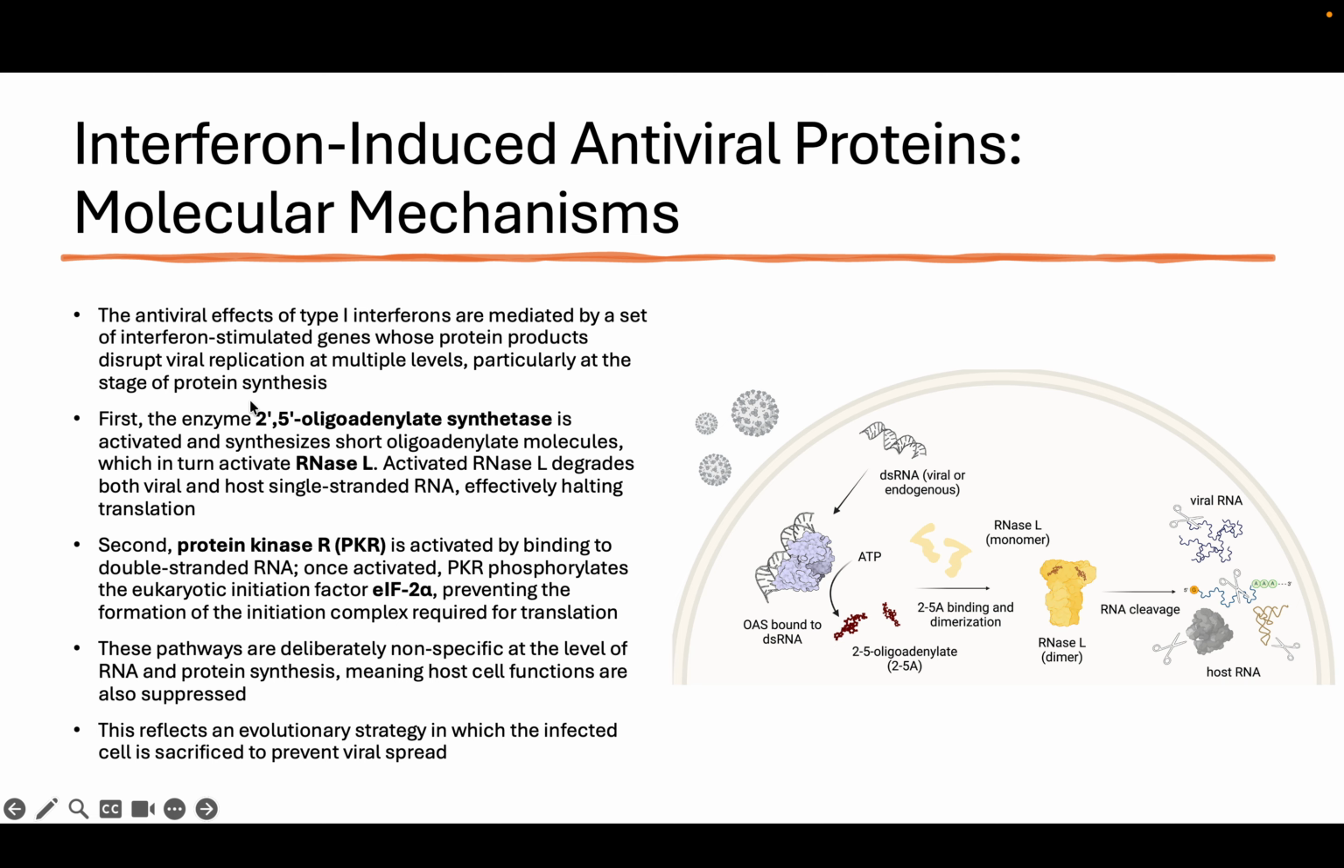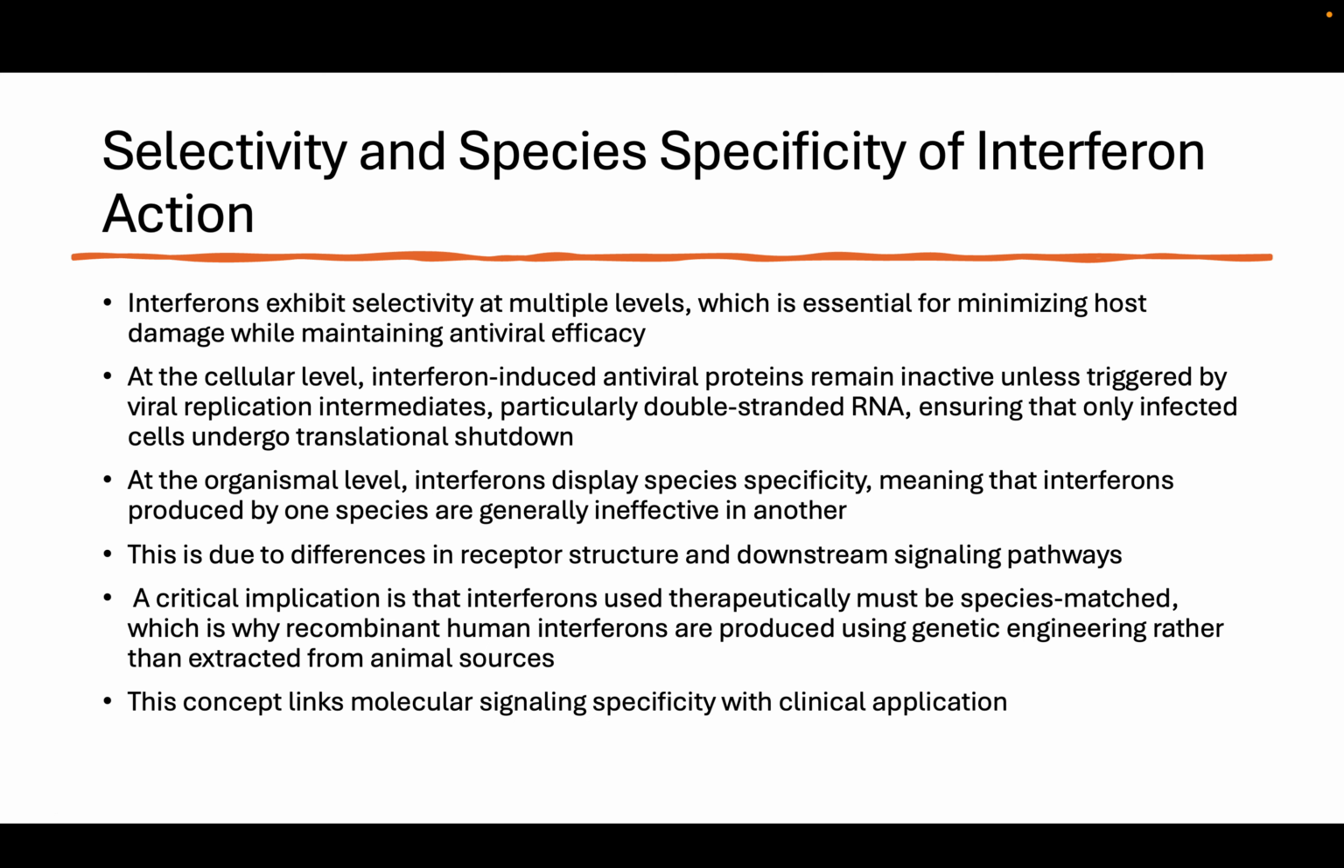The same thing goes with 2',5' oligoadenylate synthetase. The synthetase will only get activated if there is double-stranded RNA. If there is, then it starts to produce RNA-degrading molecules. So at a cellular level, these interferons are very specific.